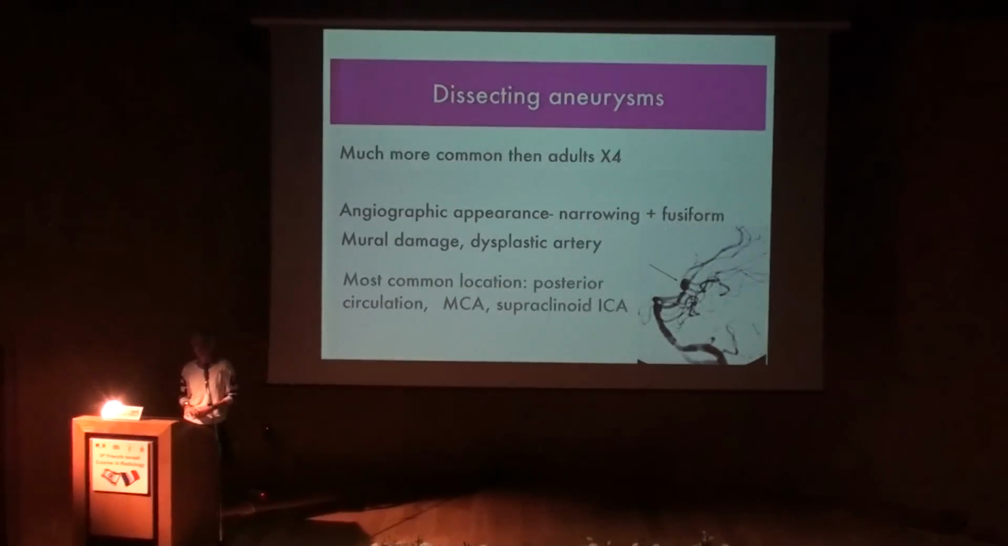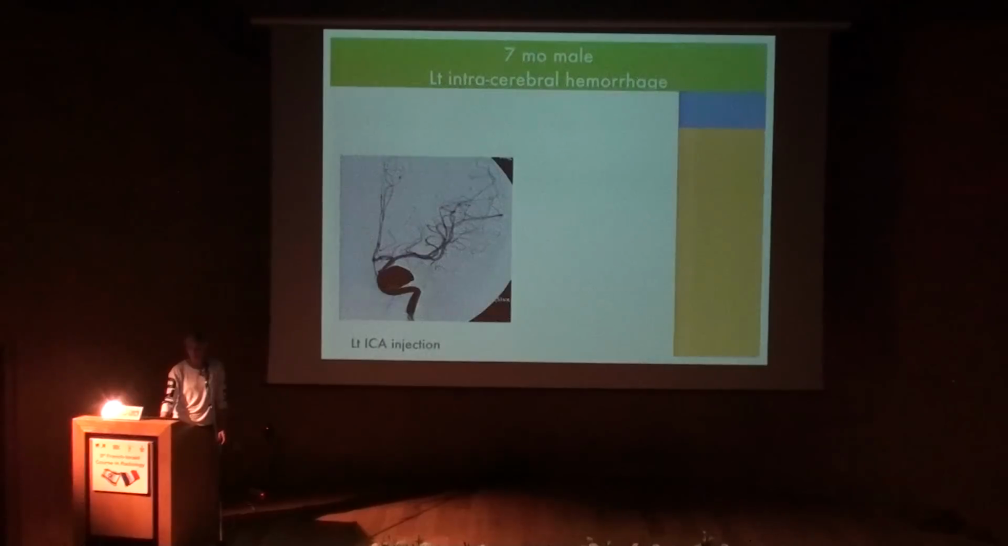Dissecting aneurysm, I think, is one of the most interesting aspects of aneurysms. It's much more common in adults, and the location is interesting. Most of them are going to be in the posterior circulation along the PCA. Some of them are going to be in the M1 segment and the supraclinoid carotid. In the angiographic appearance, you have to understand it's dissection. Usually you can see that the vessel is not normal. It's not just the aneurysm, the vessel is narrow or dilated. And sometimes we just see these plastic arteries that we believe are secondary to dissection.